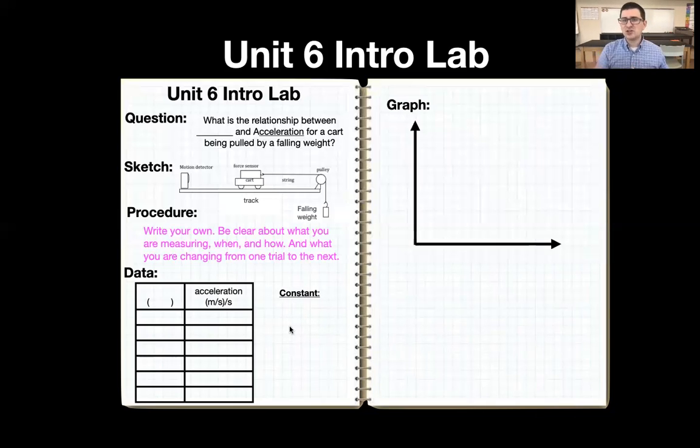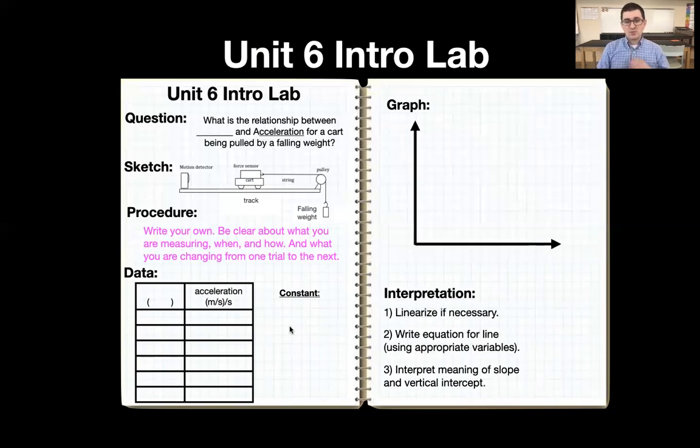And then our graphs are going to look different for the different groups, and I'll show you how to set those up. And then the interpretation might be a little bit different for the different groups too. But we're going to linearize if necessary. And then once we get our data to be linear, we're going to write the equation for our line using appropriate variables like F for force, M for mass, and A for acceleration. And then we're going to interpret the meaning of the slope and the vertical intercept of our graphs. So this is what your lab notebook should look like coming into class, except you should have these blanks filled in.